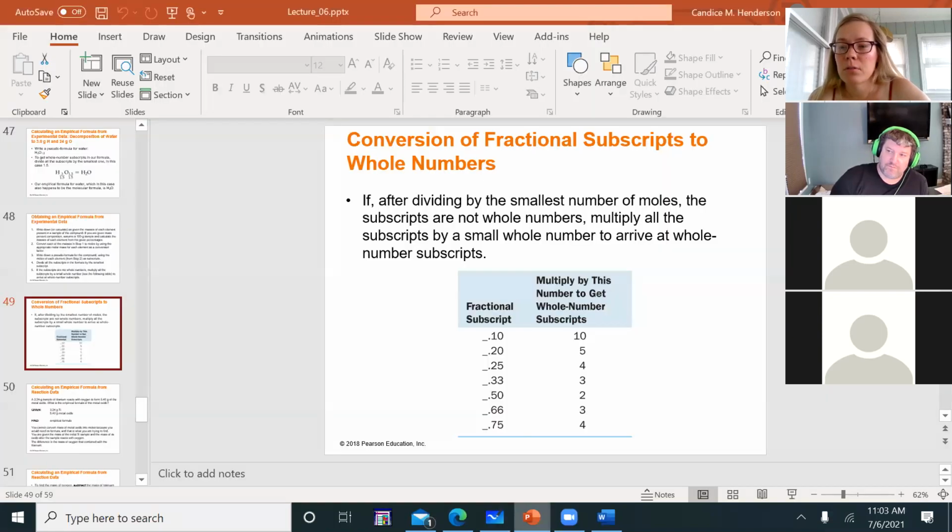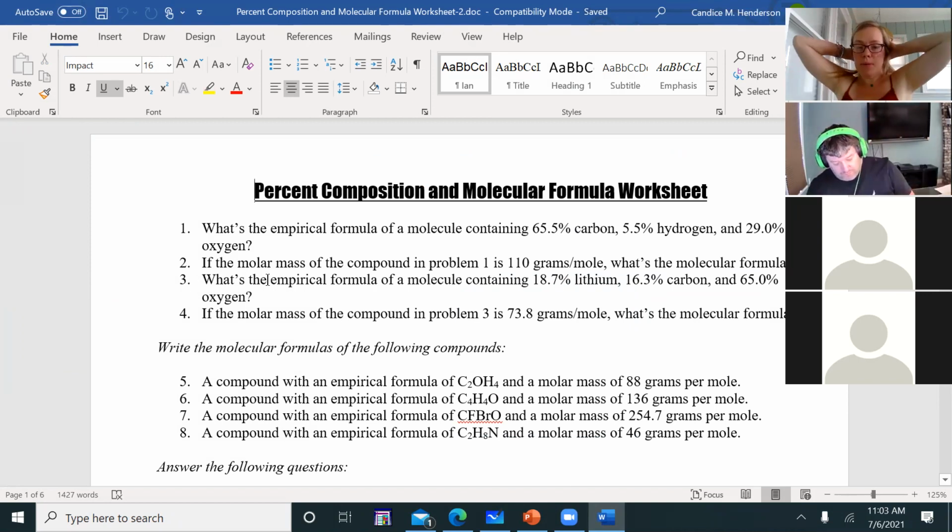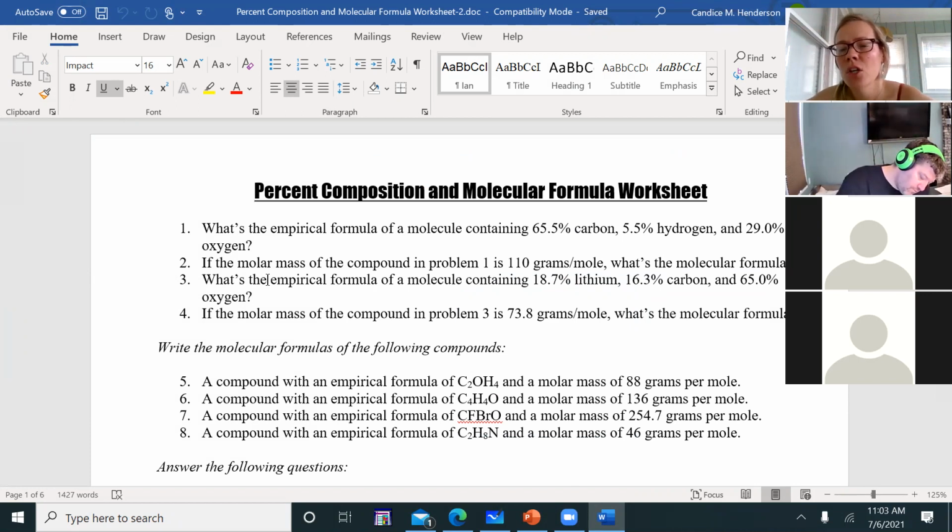You guys want to try one on your own? Let's try one on your own, so make sure you've got the skills. So I want you to do number 3, skip 2, that corresponds with 1. We'll come back to that. So number 3 says, what's the empirical formula for a molecule containing 18.7% lithium? All right, so you've got 18.7% Li. You've got 16.3% carbon, or C, and 65.0% oxygen, or O. So 3 things given to you in a percentage. I'll give you 5 minutes for this one because these can take a little bit of time.